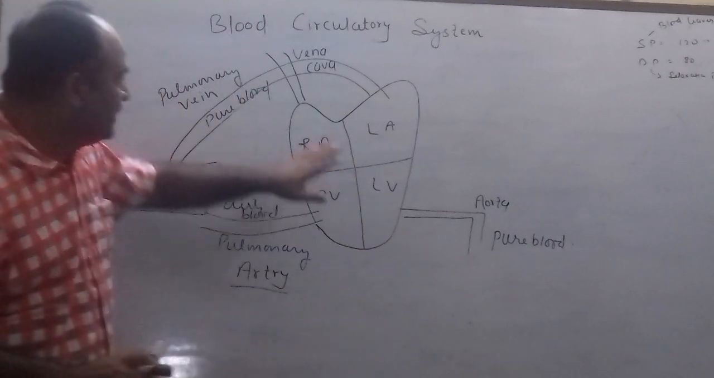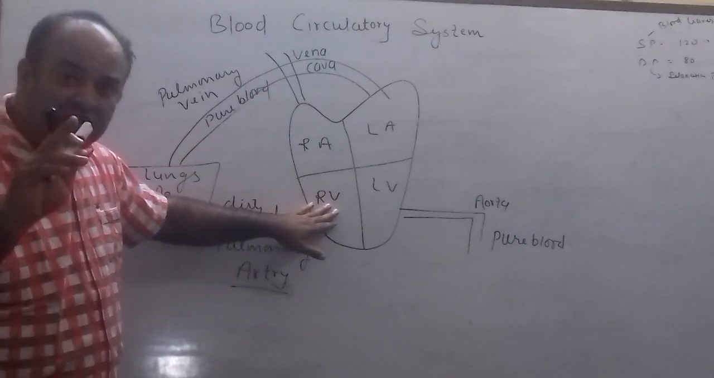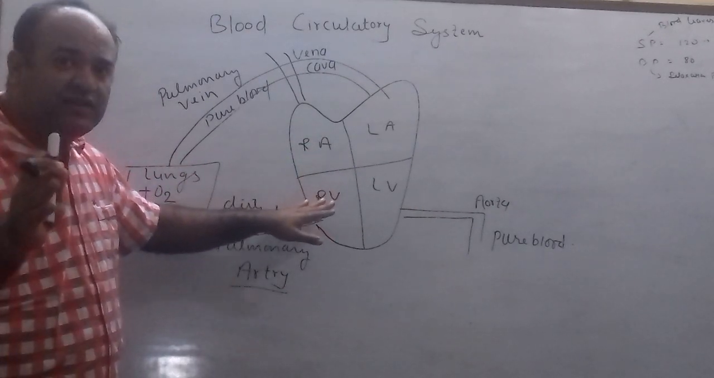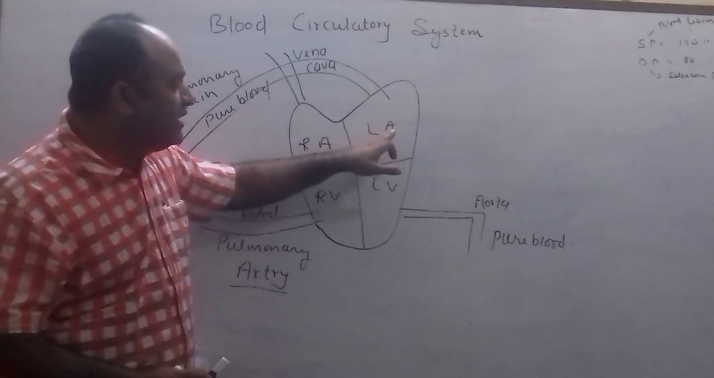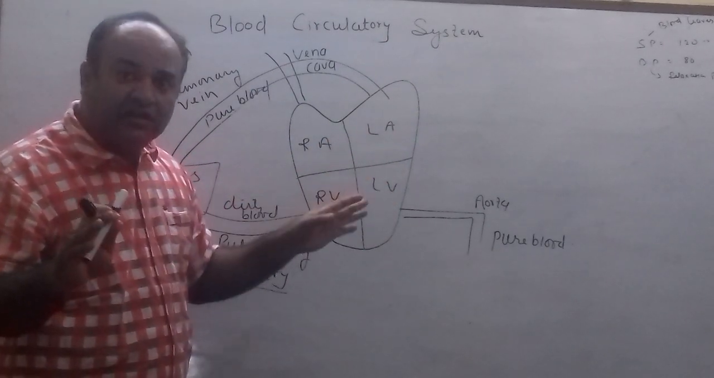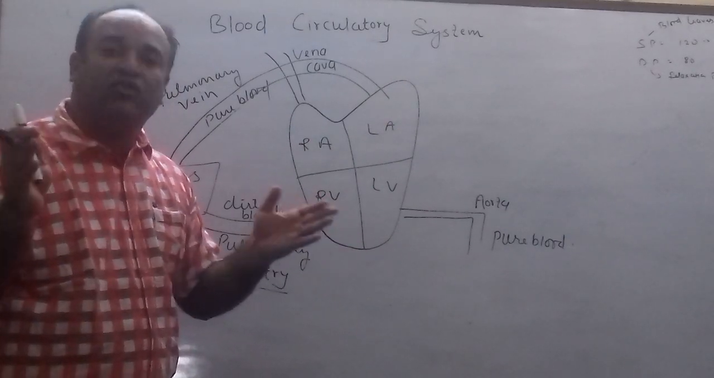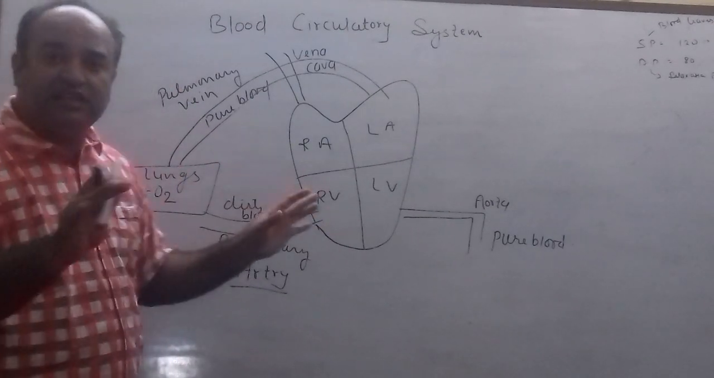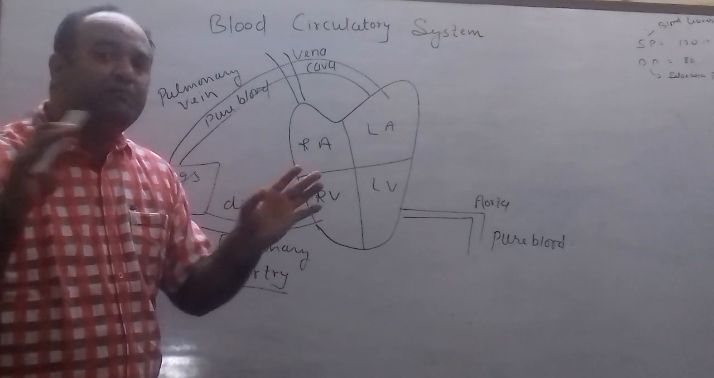What we have seen is that in the right auricle and right ventricle, dirty blood is filled. Dirty blood means deoxygenated blood, which means CO2 containing blood. And in the left auricle and left ventricle, there is pure blood. What is the meaning of pure blood? Oxygenated blood, which means oxygen containing blood. So this is the flow chart we have made so that we can learn some basic idea of how blood flows.